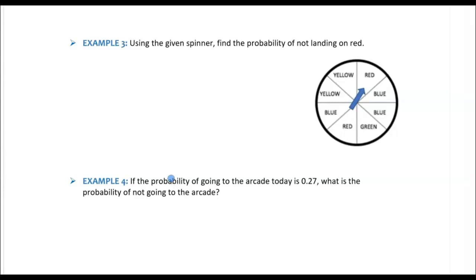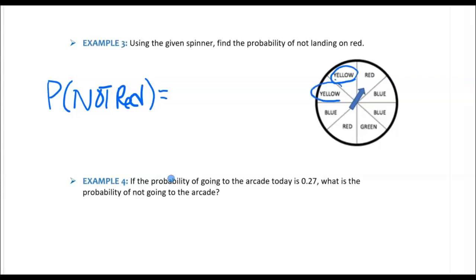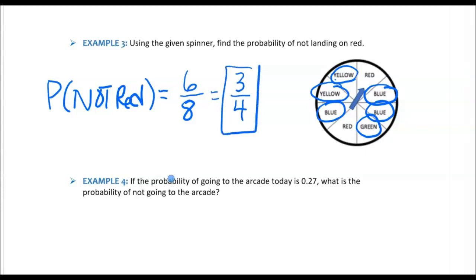Example 3. Using the given spinner, find the probability of not landing on red. We can use number 1 from our blue box, so we need to find the probability of not landing on red. That would be 1/8, 2/8, 3/8, 4/8, 5/8, 6/8. So the probability of not landing on red would be 6/8, which reduces to 3/4.